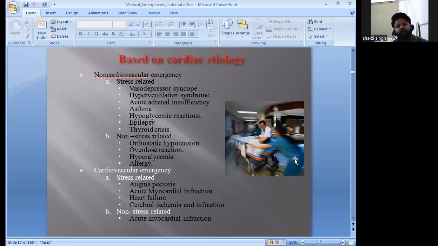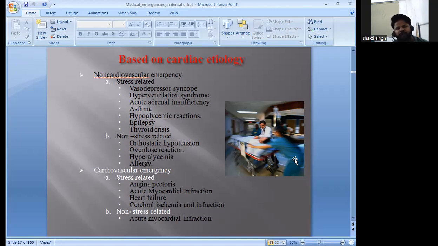Then the other classification is based on the cardiac etiology, which can be classified into: first is non-cardiovascular emergencies, and the other is cardiovascular emergencies. The non-cardiovascular emergencies include first A, that is stress related. Stress related are further subdivided into vasodepressor syncope, hyperventilation syndrome, acute adrenal insufficiency, asthma, hypoglycemic reactions, epilepsy, thyroid crisis, and B is non-stress related, such as orthostatic hypotension, overdose reaction, hyperglycemia, allergy. So these are all the non-cardiovascular emergencies.